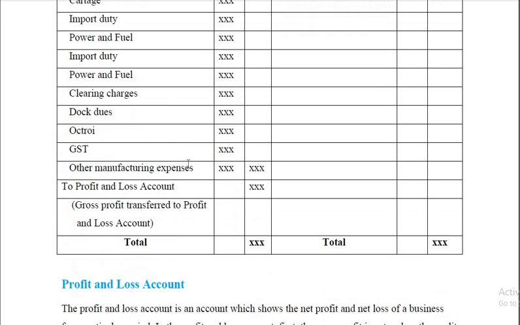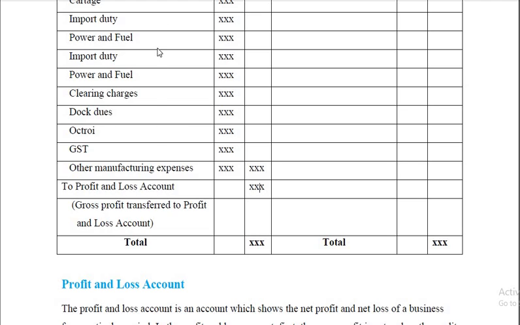If the credit side is heavier than the debit side, the balancing figure would be gross profit, and that is to be transferred to profit and loss account. So to profit and loss account, and you find out the balance, that is nothing but gross profit.